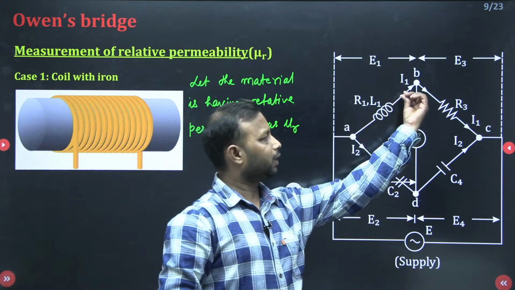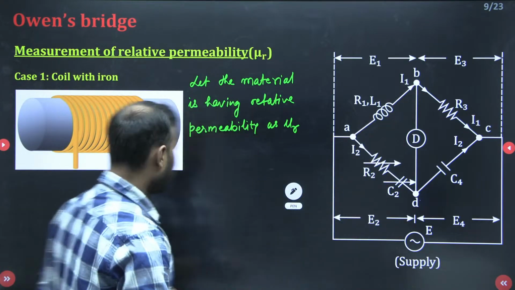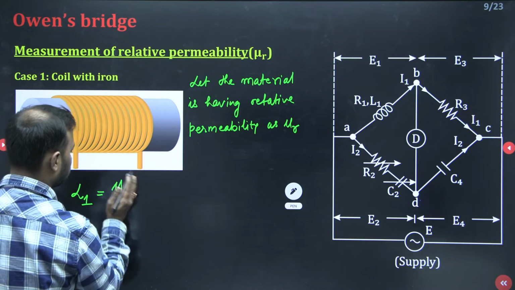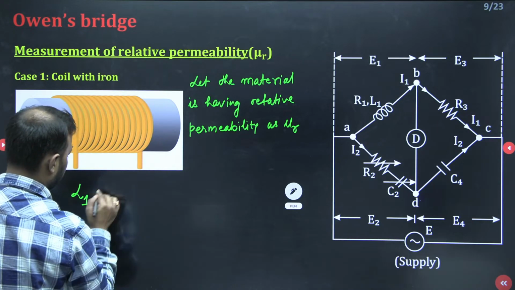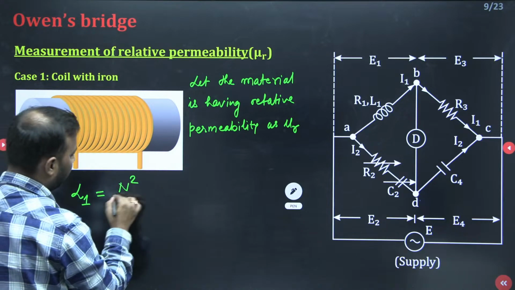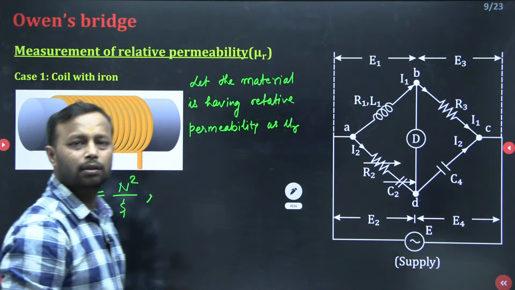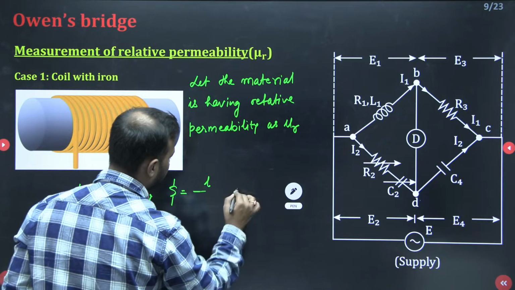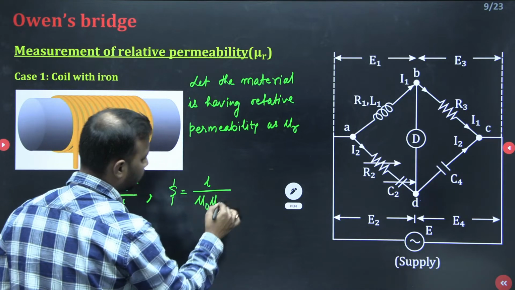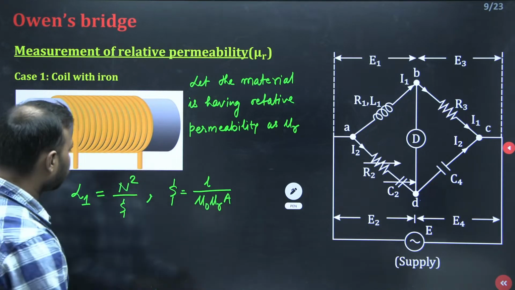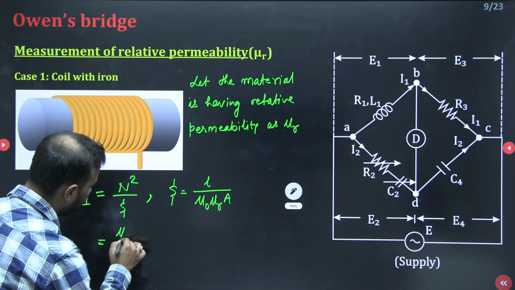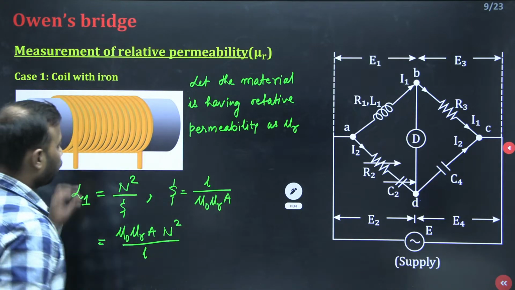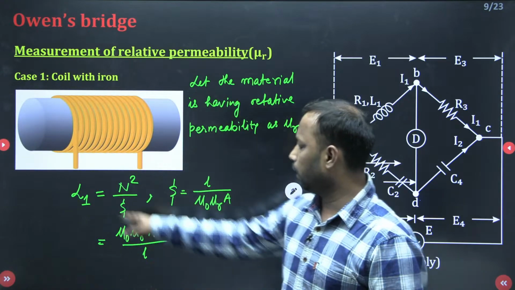Now since you have inserted the iron, the inductance, since it is L1, let me write L1, is equal to mu naught n square, number of turns, divided by reluctance. What is reluctance? Opposition offered to the flow of magnetic field, which is given by reluctance equal to l divided by mu naught mu r A, where A is the area of cross section. Substitute this value here, we get mu naught mu r A n square whole divided by l. So when you insert the iron, your inductor value will be this one.